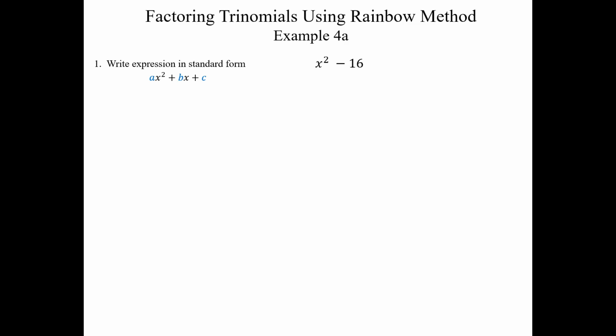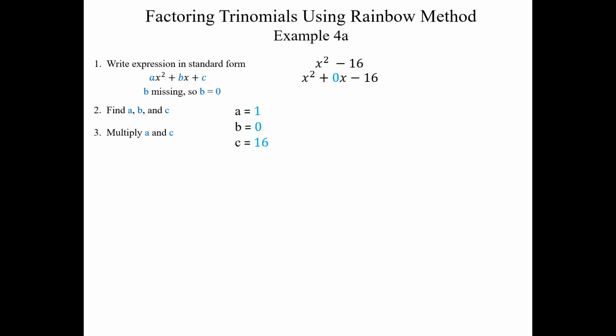So our first step is always to write the expression in standard form, ax squared plus bx plus c. But in this case, there's only two terms. The b is missing, so in this case, the b is equal to 0. So we're going to rewrite the expression then as x squared plus 0x minus 16. Now we need to find the a, the b, and the c. The a is going to equal 1, b will equal 0, c will equal 16.